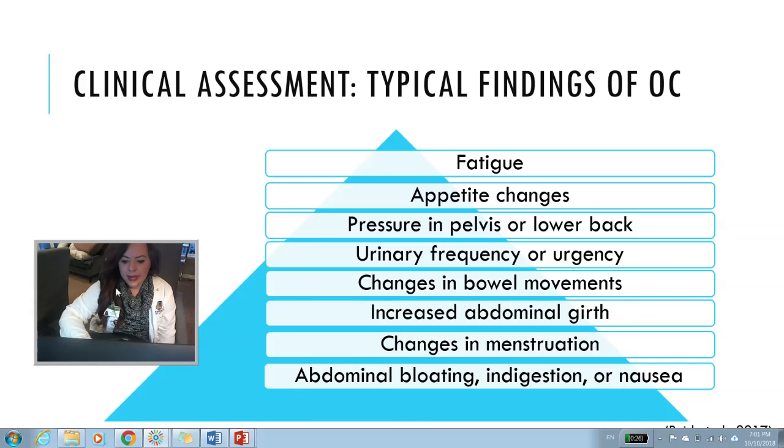So many of these complaints: fatigue, appetite changes, pressure in the pelvis, urinary frequency or urgency, changes in bowel movements, increased abdominal girth, changes in menstruation, abdominal bloating, indigestion, and nausea. These are very common complaints that we see in primary care.